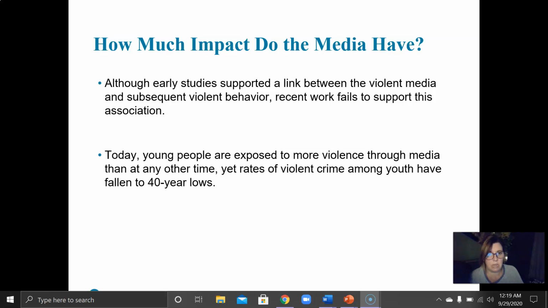So we're seeing an all-time low in violent crimes among youth, but there's also a desensitization that's happening, so people aren't as affected by it as they were. It's more of just kind of like, yeah, it happened. So that's something to be wary of as well.